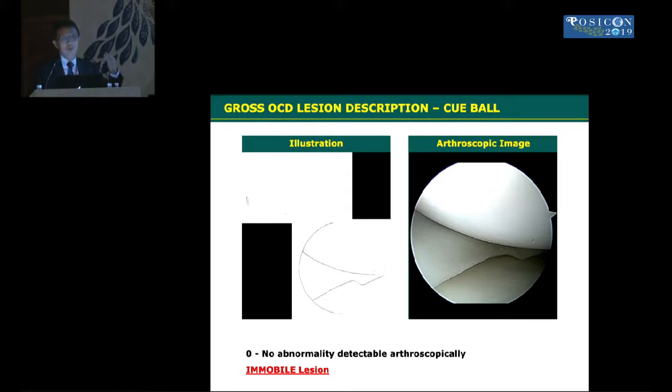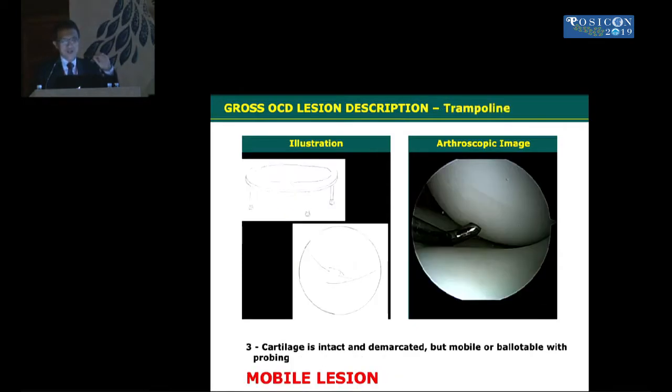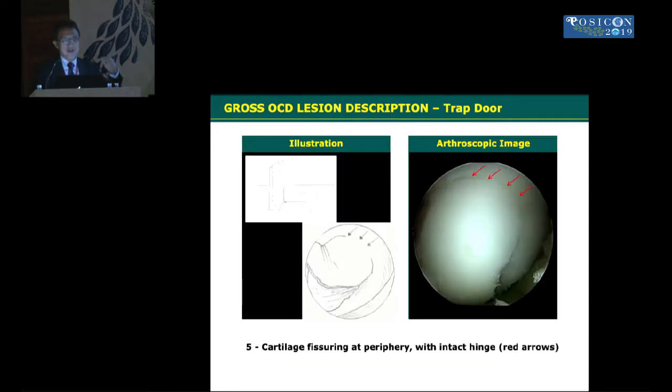First thing is called cue ball, the immobile lesion, or sometimes a shadow. These are all nice ones, they don't move. Then come to this, no good, it starts to move. You see that? It's called trampoline. Later I will show you how with the trampoline you poke and the whole thing bounces up and down. Another mobile lesion is called locked door. The door is locked, there's no hinge. And then this is a hinge, where you can see on top and below you can open the fragment. So these are mobile lesions.